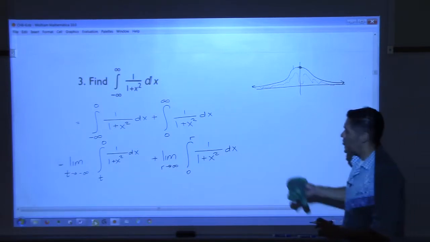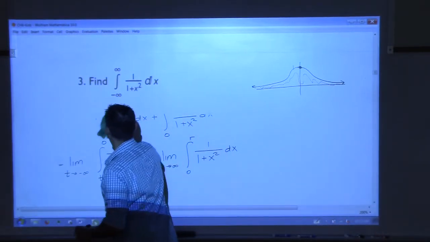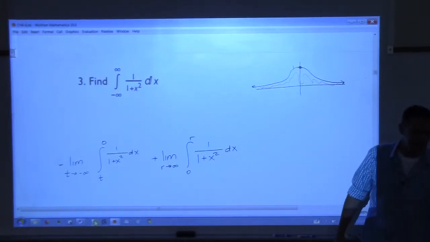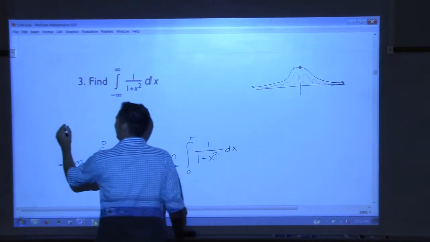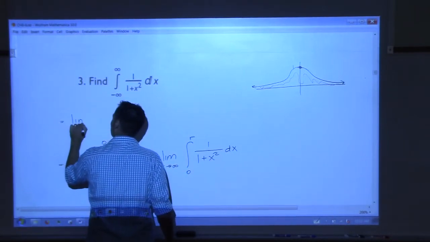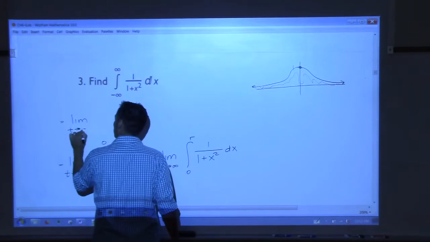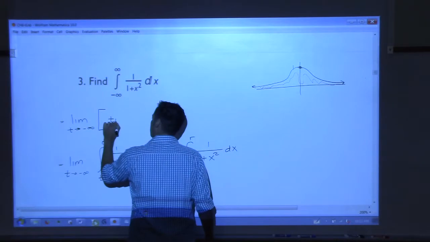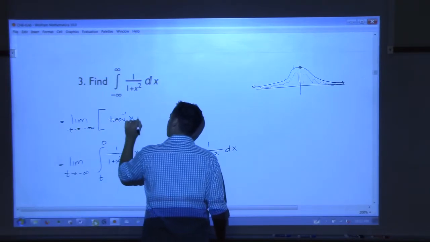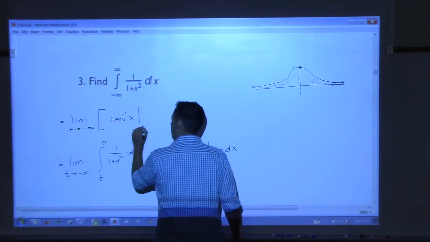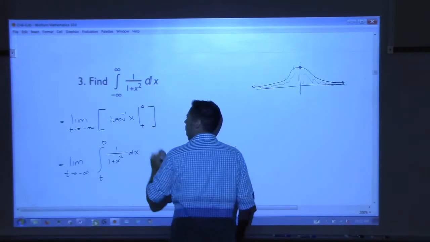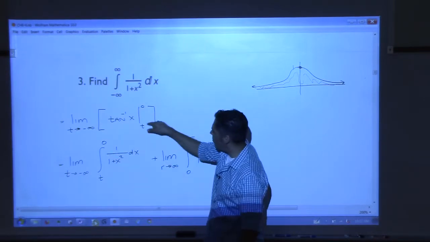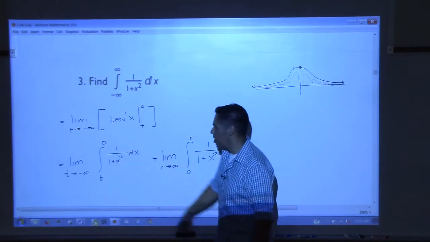So what is the antiderivative of 1 over 1 plus x squared? Arctan. Okay, arctan. So this is limit t goes to negative infinity, then in brackets, arctangent of x, right? And then the evaluation bar t and 0. So I found the antiderivative of this, that's that, and then here's my limits of integration, so I put them in the bar, and I still have a limit out front.